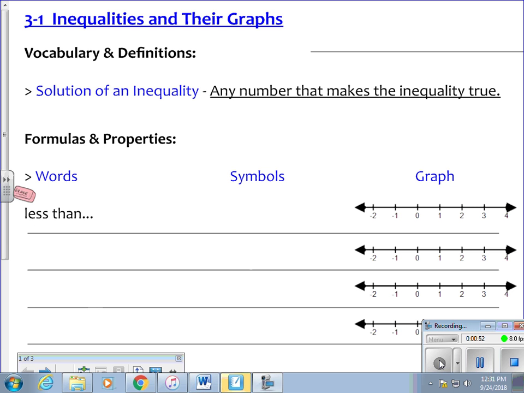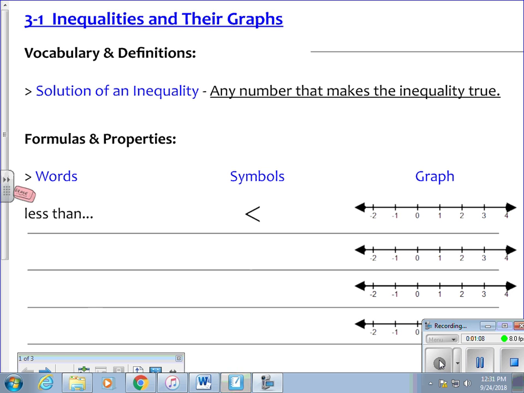So, if something is less than, okay, that's the less than symbol, rather than writing out the words less than, which they used to do. Okay.